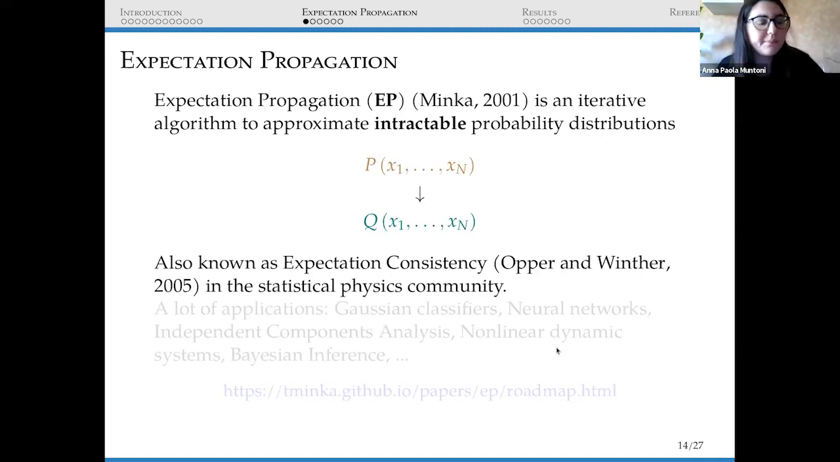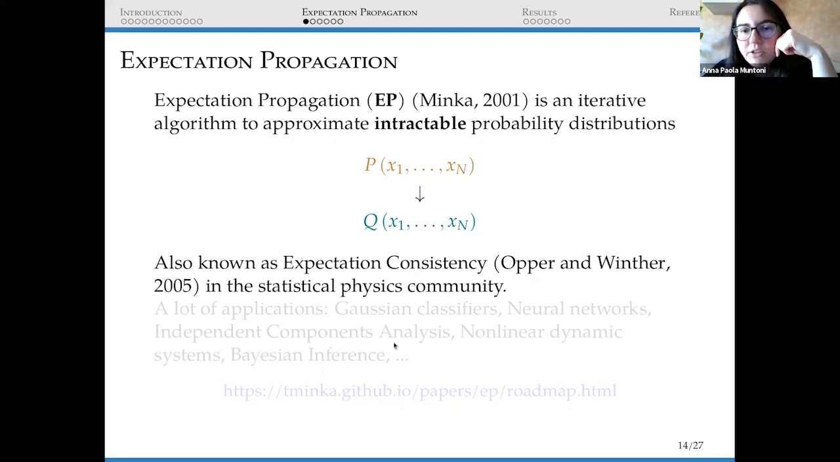The approximation that I want to use is called expectation propagation, and it was developed originally in the field of machine learning by Minka, and in the field of statistical physics by Manfred Opper and Winther in 2005. It consists in approximating an intractable distribution P with a feasible distribution Q, and this Q in general belongs to the exponential family of distributions. In this case, it will be a multivariate Gaussian distribution, and we will see in a second.